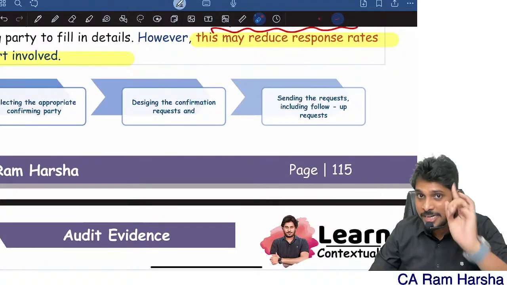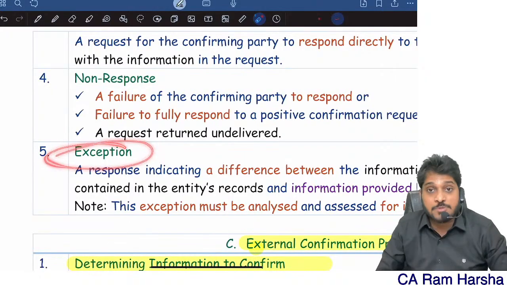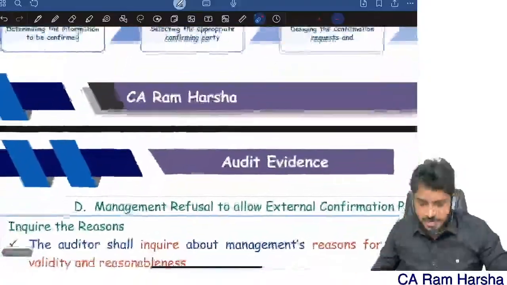The standard is not yet over, my dear. There is one more definition: exception. There is a definition called exception. Many students don't know this. The exception definition is there, so we will discuss that now. Next.